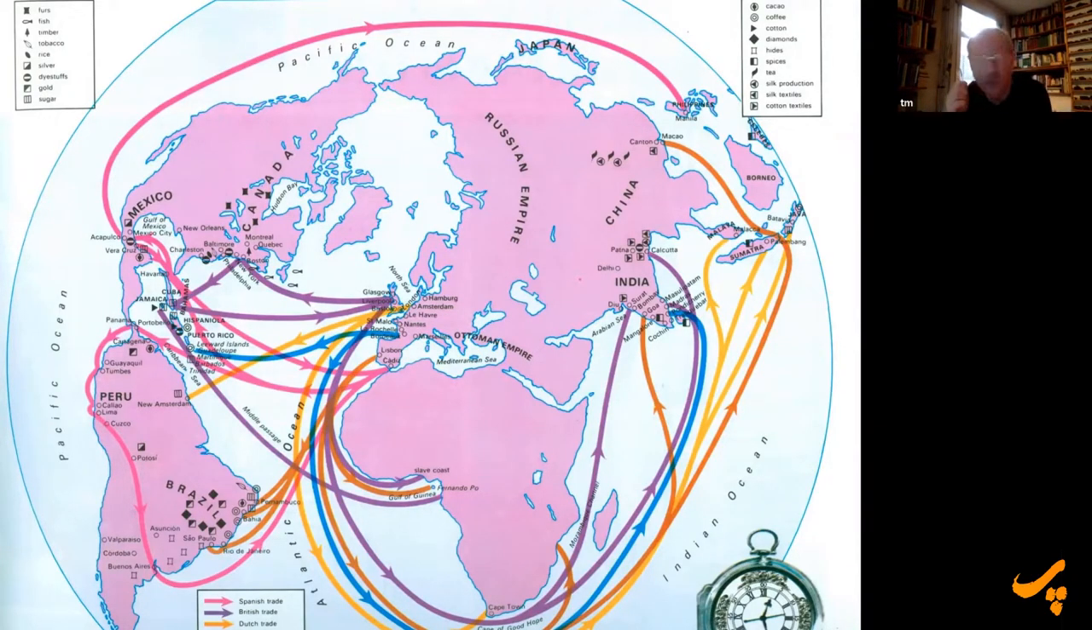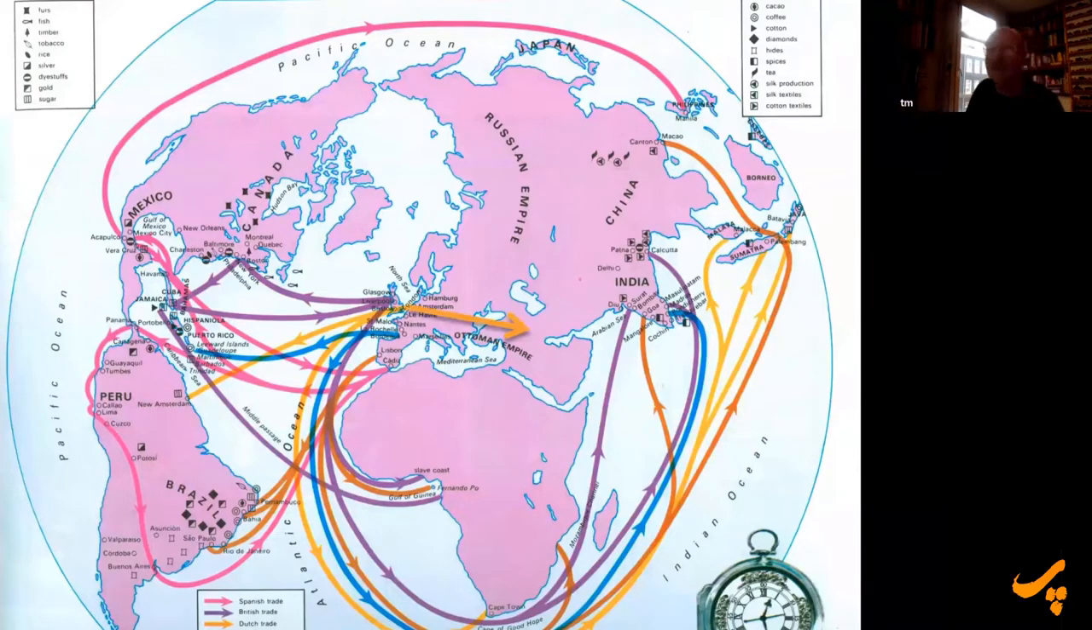This is from an historical map of the world in the 17th century, and it shows in colors how the European nations, and particularly the Spanish and the Portuguese, and then directly behind them, the English and the Dutch. And the English and the Dutch have a kind of a permanent competition on these routes to India.